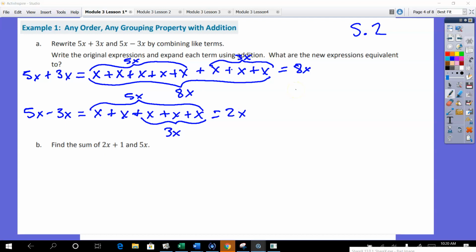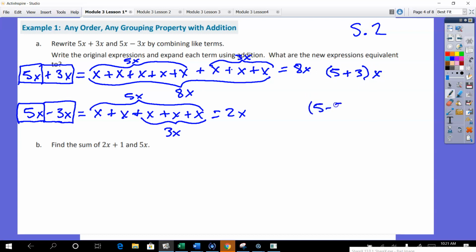Okay. So remember we said this was a term and this was a term. So here our term is 5x and our other term is positive 3x. Here we would have 5x is a term, and then minus 3x, we would do plus a negative 3x. Okay, so we could rewrite them using the distributive property. So 5 plus 3 is what gives me 8, and then I'm multiplying it by x. And then 5 minus 3, taking the coefficients, times x. So those would also be equivalent.